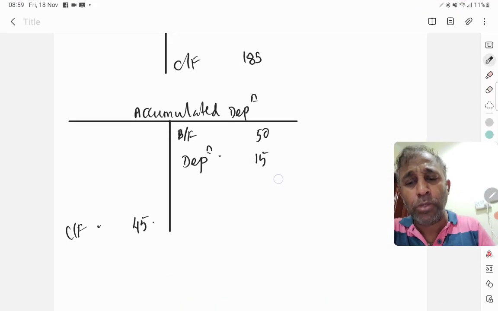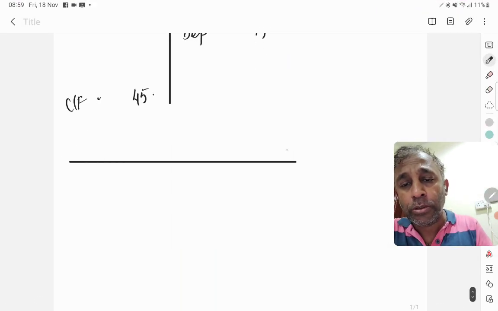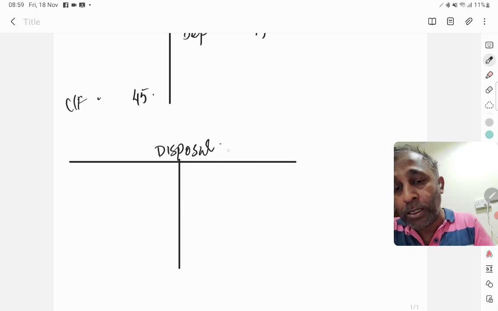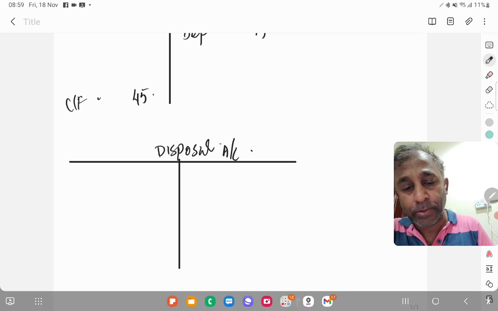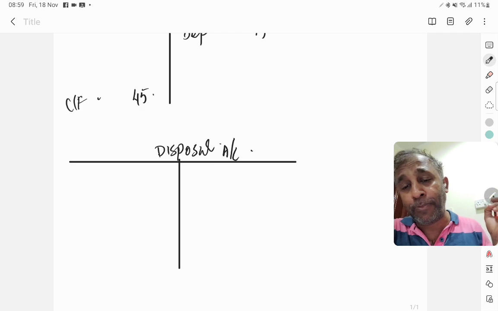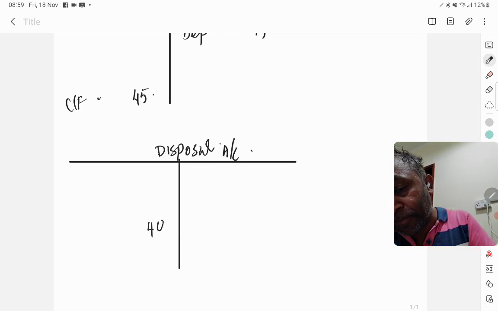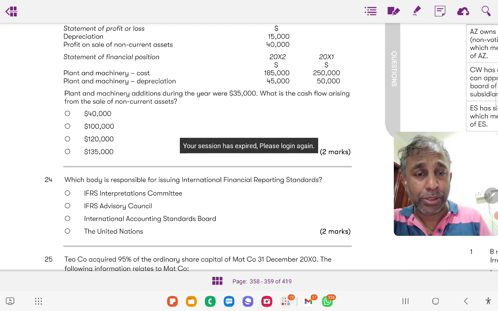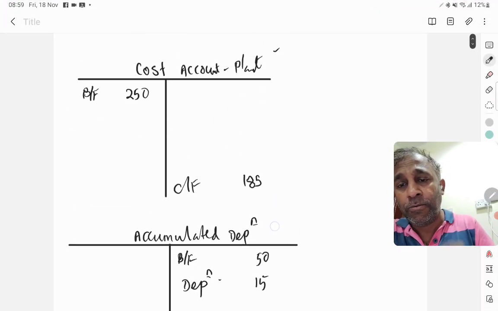So what you must do now is open another T account to find out the profit or loss on disposal, so the disposal account. Next they say there is a profit of 40,000. So you credit the P&L and then we debit here. So this goes to profit and loss account. And what other information do we have? Plant and machinery additions during the year 35,000. So that will be coming here.